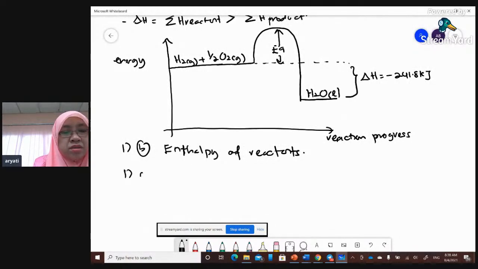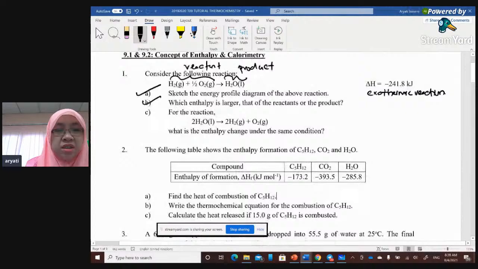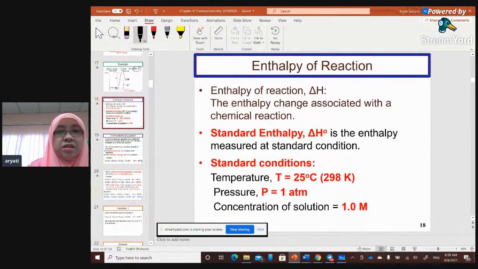Okay, number 1C, for this reaction, what is the enthalpy change under the same condition? Okay, ni kita belajar lagi. So enthalpy of reaction. Enthalpy of reaction delta H is the enthalpy change associated with the chemical reaction. So standard enthalpy symbol as delta H naught. Tanda naught ni merefer pada standard.